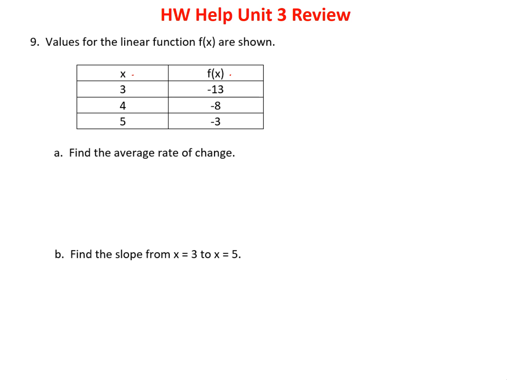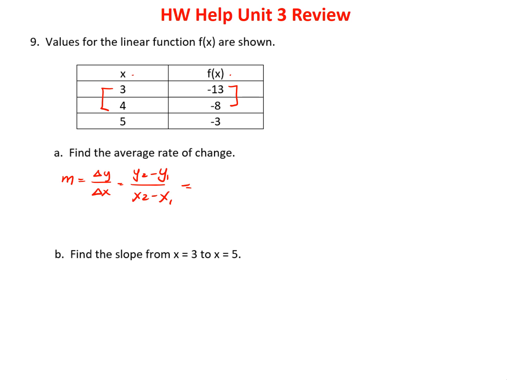So we want to find the average rate of change. We'll pick 2 points. I'm going to pick here to begin with 3 and 4, 3 and 4 and negative 13, negative 8. And remember, the average rate of change is the change in Y over the change in X. Or if you write it this way, the Y in the second point minus the Y in the first point over the X in the second point minus the X in the first point.